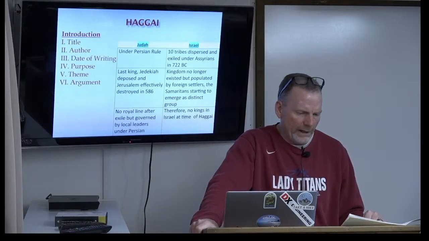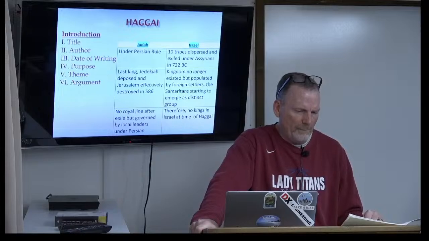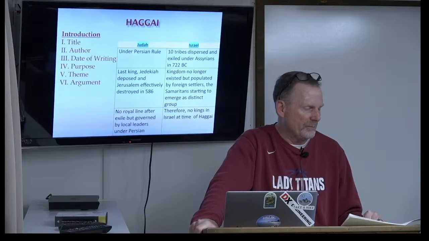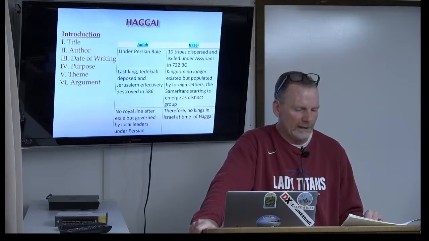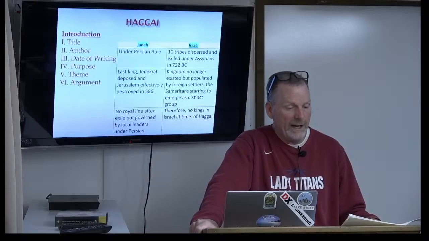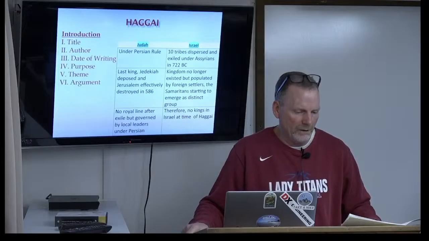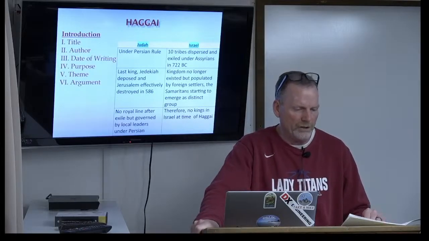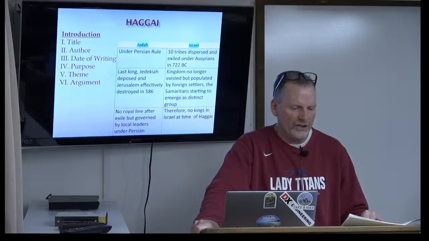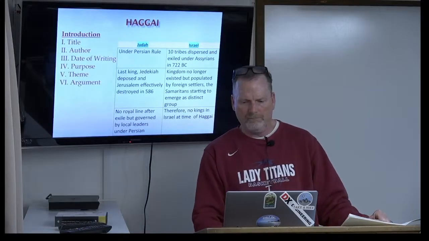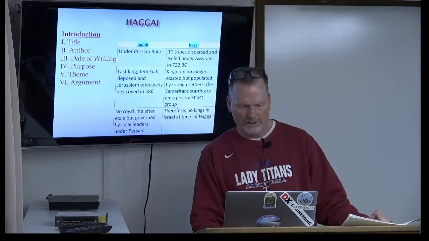Okay, look at the date of writing again, because it gives really good time frames in this book. You can nail it down to the exact day. So Haggai delivered 4 prophecies within a 4-month period. His first prophecy came in the 2nd year of Darius the king, on the first day of the 6th month. Wow, he really brought that down.